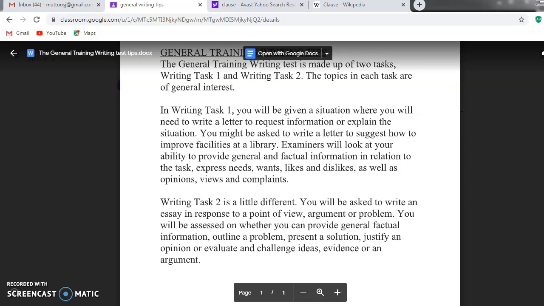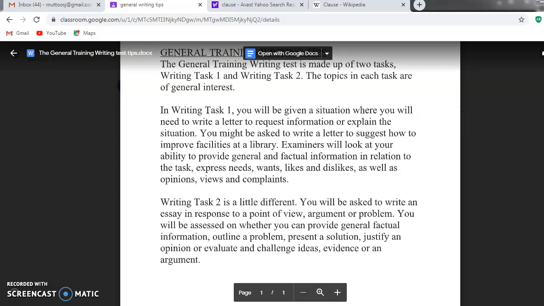Task 2. It is a little different. You will be asked to write an essay in response to a point of view, argument or problem. You will be assessed on whether you can provide general factual information.